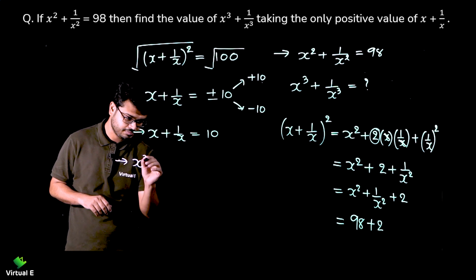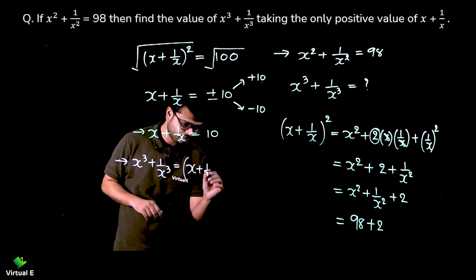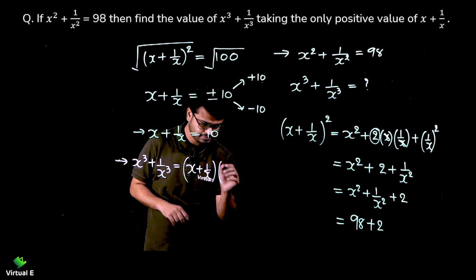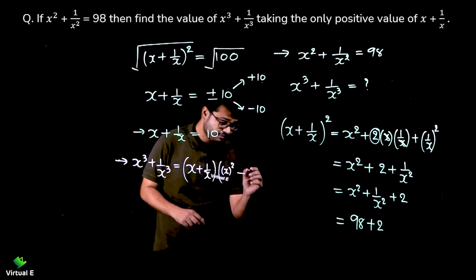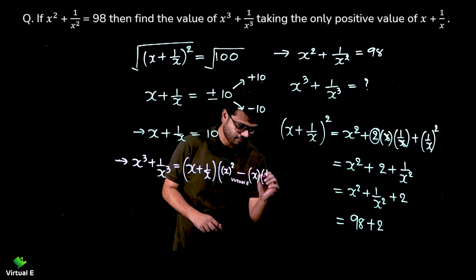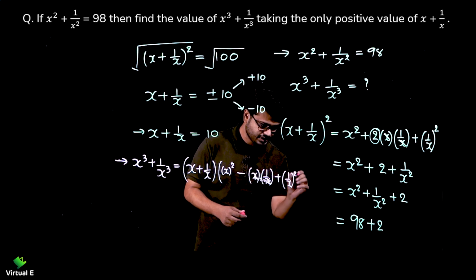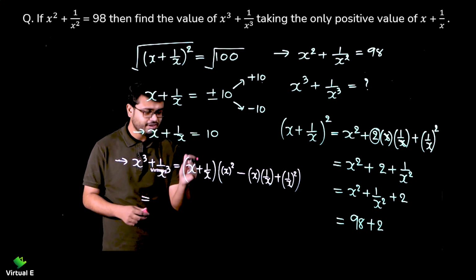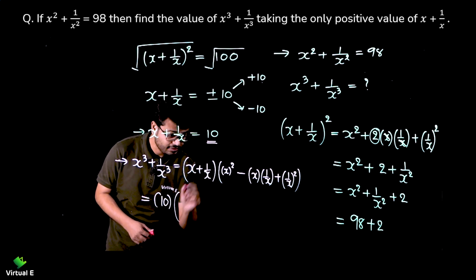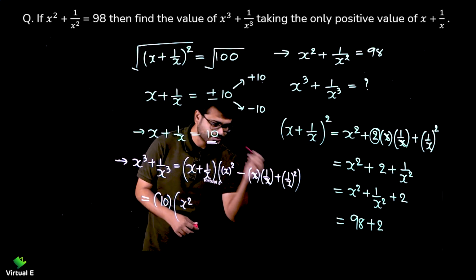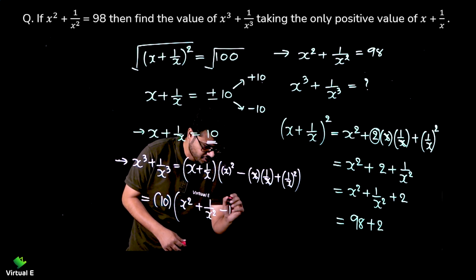We know that x cube plus 1 upon x cube is equal to what? First of all, addition, then square of the first term, I mean x square, and minus the product of both terms, that's x and 1 upon x, and here the square of this 1 upon x square. Let's simplify further. Now x plus 1 upon x value we have already, 10. So we can replace with 10, and here we'll get x square, and this x and this x will get cancelled here, and it will be 1 upon x square and this minus 1 over here.